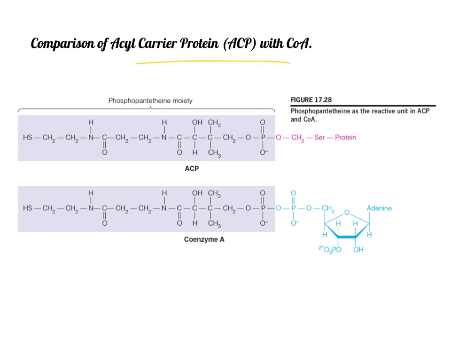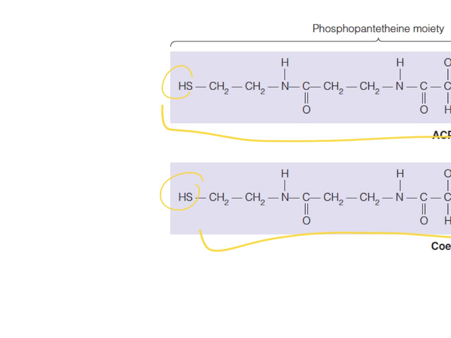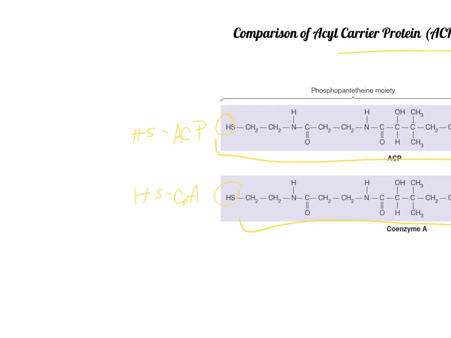And this is a comparison of acyl carrier protein with CoA. They both have the pantothenic acid group, which is in purple. So that means these are both derived from vitamins. But the acyl carrier protein is connected to this serine. But you'll see that they both end in an SH, which is why coenzyme A is often abbreviated as CoA-SH. And then acyl carrier protein is also abbreviated ACP-SH, because that SH, that thiol group, is going to be the one that will react to create thioester groups.